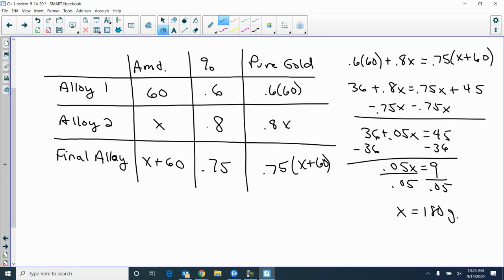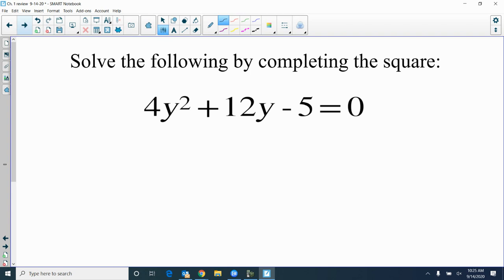So 180 of, what did we say, 60%? No, 80%. When you're combining the first one at 60% with the 80%, you need to realize that the final mixture has to be between 60 and 80. It can't be over 80, it can't be under 60. It has to be bigger than the smallest percent and smaller than the larger percent. So that's a mixture problem.